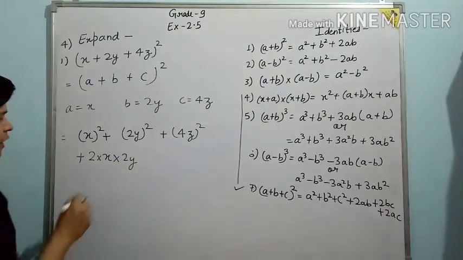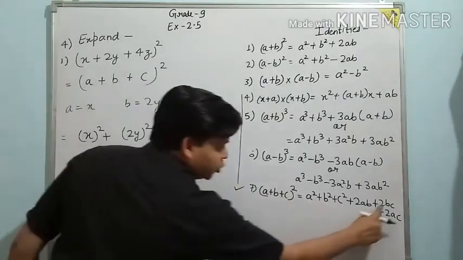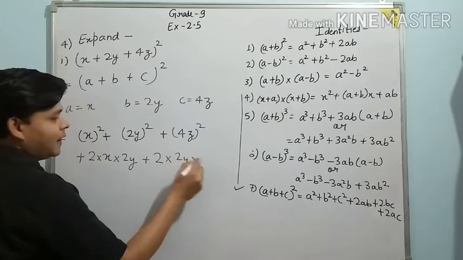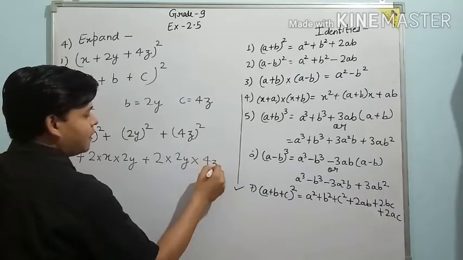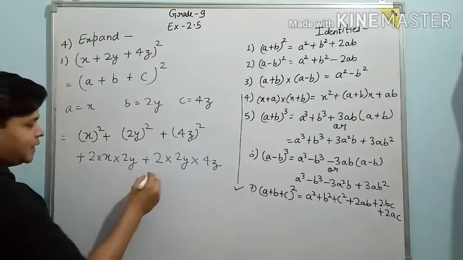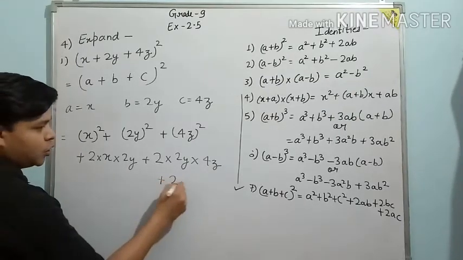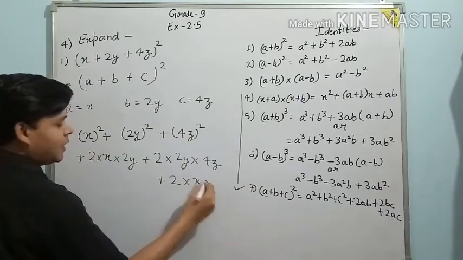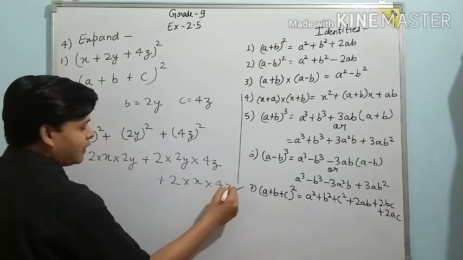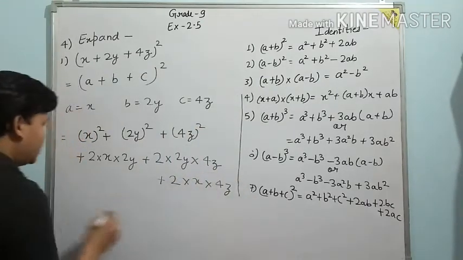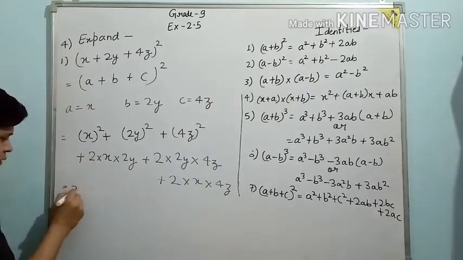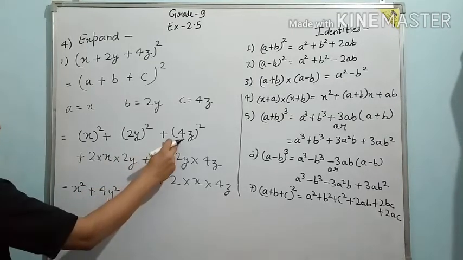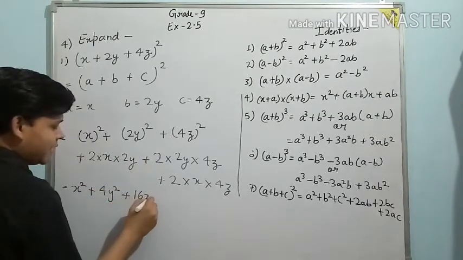Right? Similarly we have 2bc. So 2 into b, b is 2y and c is 4z. So 2bc. Then the last one is 2ac. So 2 multiply a is x and c is 4z. So let's multiply that. This will become x square, this will become 4y square, this will become 16z square.